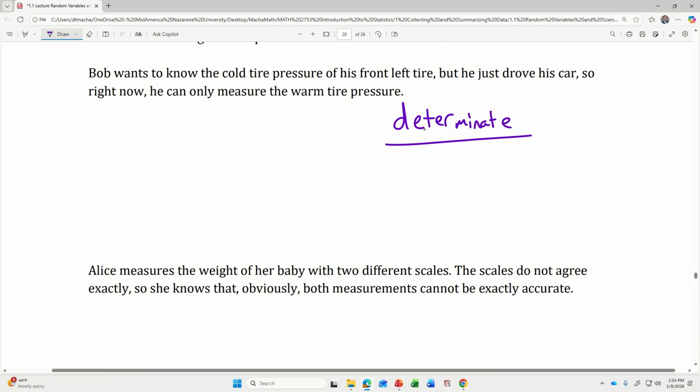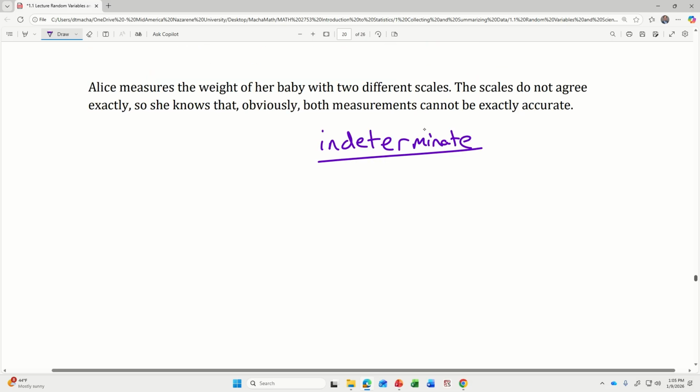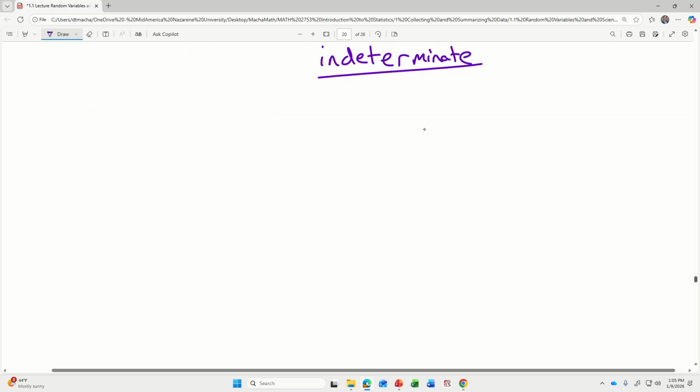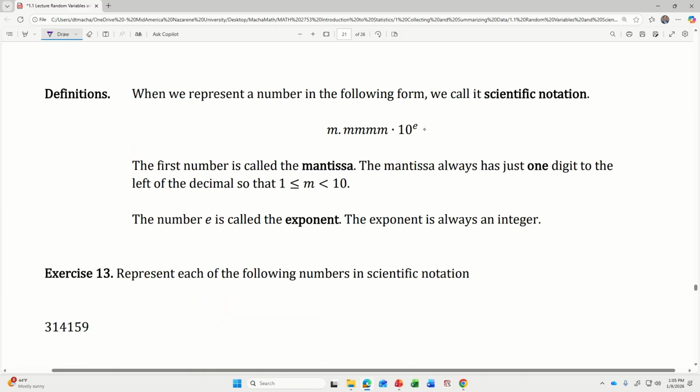Okay. Alice measures the weight of her baby with two different scales. The scales don't agree exactly, so she knows that both measurements can't be exactly accurate. Is this determinate or indeterminate? Indeterminate, because we really don't know where the error is coming from. So even though you're aware of an error, it doesn't make it determinate. Correct. Okay. There's always some error, but if you don't know how big it is, what direction it is, then it's indeterminate. Okay.